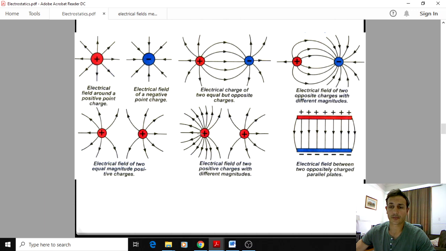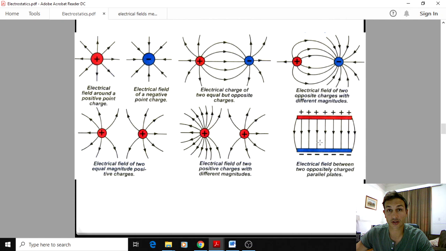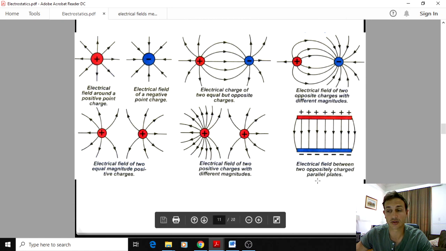Here we have another positive charge moving away, and it's going to be greater in magnitude, in terms of strength, compared to this one. Here we just have two parallel plates that are oppositely charged with the field lines between them. It's important to note that the force experienced by a positive test charge between these two parallel plates will be the same anywhere between them. Regardless of where it is, it will experience the same magnitude of force.